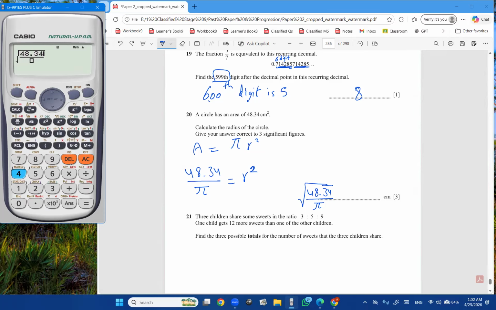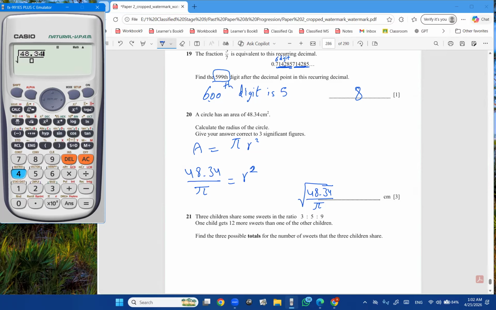3 children share some sweets in the ratio 3 to 5 to 9. One child gets 12 more sweets than one of the other children. Once you see something like this, and they do not tell you anything about the other children, like how many they actually have, you must turn them into x's. Like this is 3 multiplied by a number, and 5 multiplied by a number, and 9 multiplied by a number to find the actual number of sweets that they have.